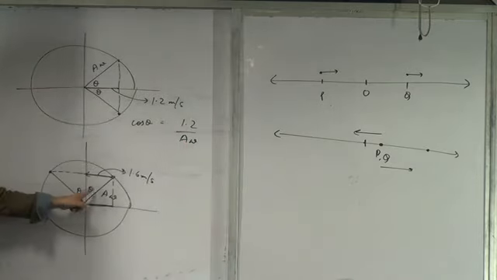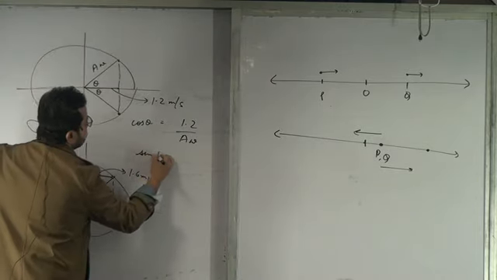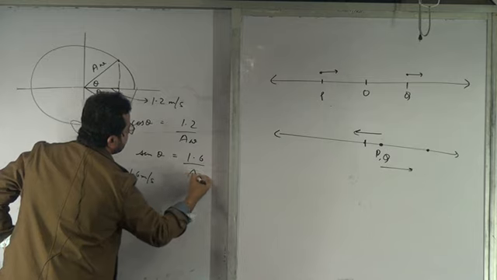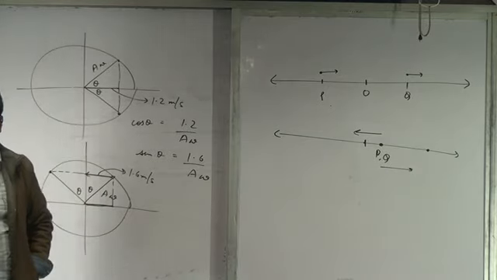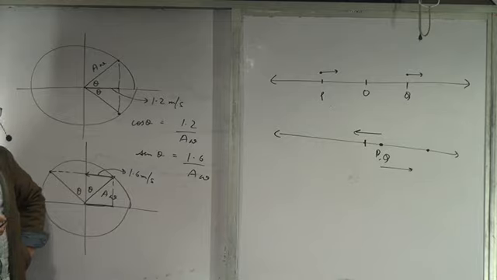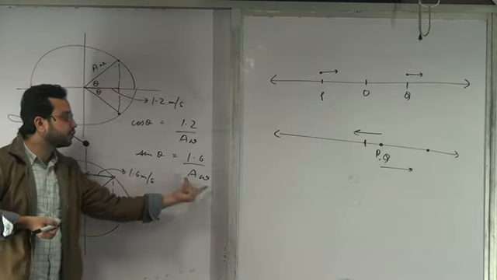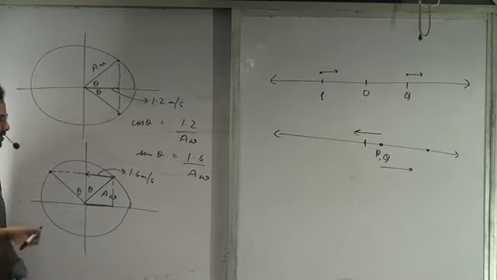And from this triangle, can I say sin theta is equal to 1.6 upon a omega. What do I need to find out? What is the question? What is maximum velocity? It's a omega. So this is one variable, this is the other variable. How do I solve this? Square and add. Simply square and add.